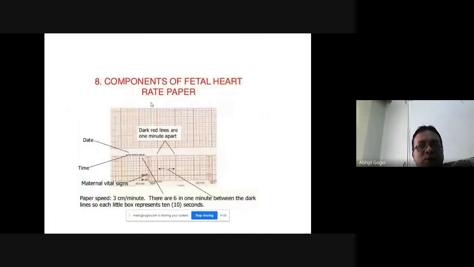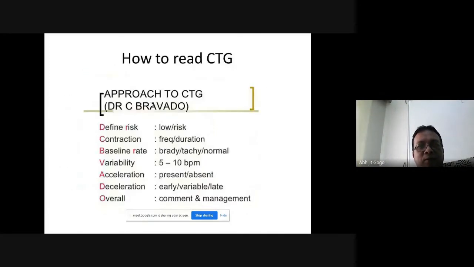We follow this protocol. How to read a cardiotocography is by the mnemonic Dr. C. Bravado, the whole universal mnemonic. D for define risk, C for contraction, then baseline, variability, acceleration, deceleration, and overall. In any cardiotocography paper, you have to do all these 7 readings, 7 things you need to understand. Then finally in the overall, you'll comment on your reading result.